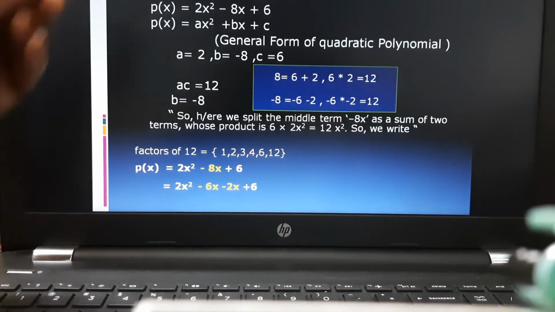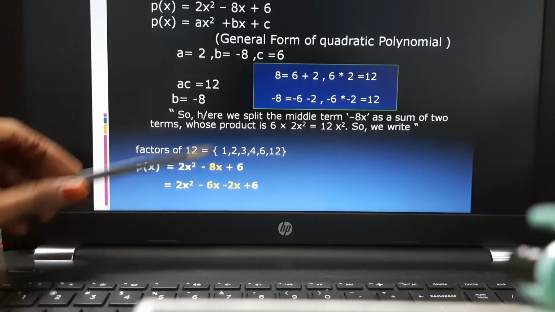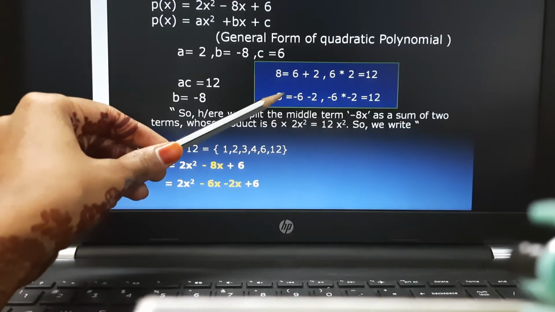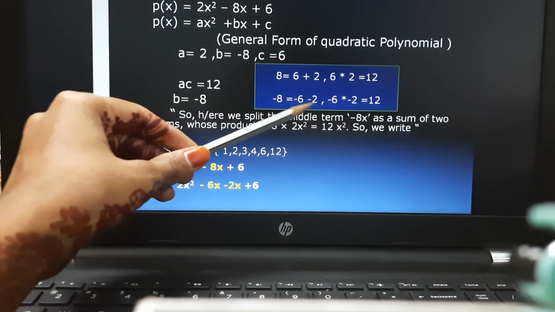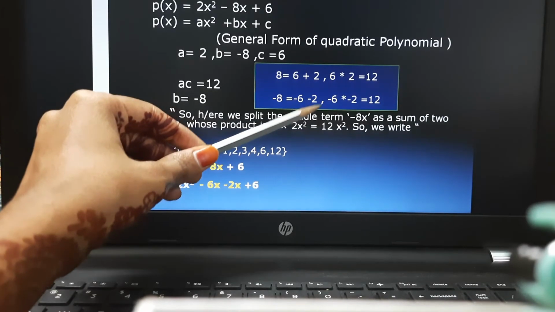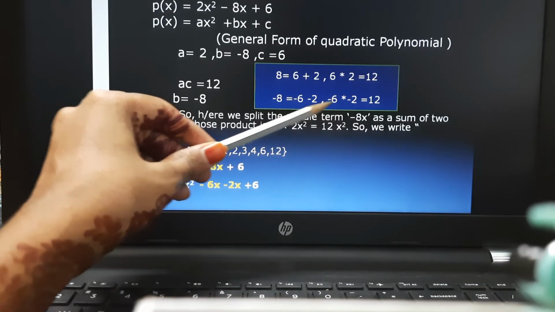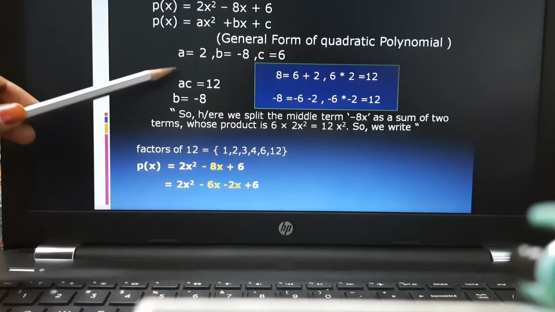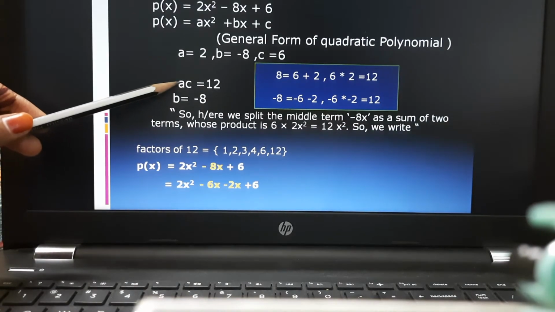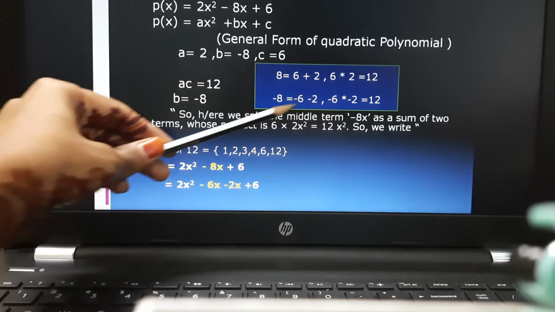See here, you can understand easily. This minus 8 is split into two terms, minus 6 and minus 2. And when we do the product of these two, minus 6 into minus 2, we get 12, which is equal to the product of the first and last term. So we can split this middle term like this.